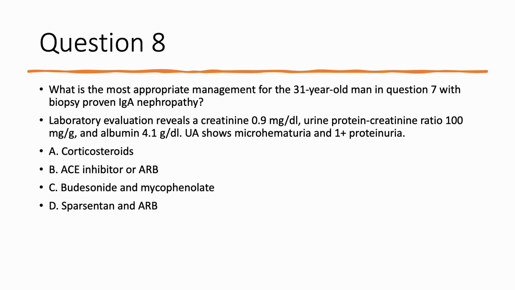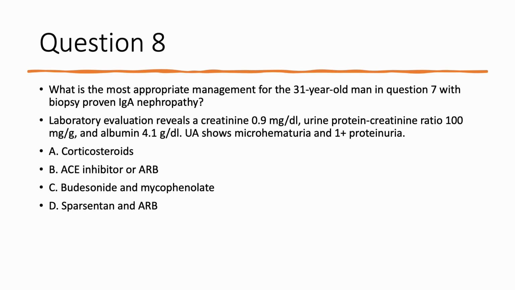Question number 8. What is the most appropriate management for the 30-year-old man in question number 7 with biopsy-proven IgA nephropathy? So, we did a biopsy and we found IgA nephropathy. How are we going to treat this patient? As a reminder, creatinine was 0.9, so it was normal. The urine protein creatinine ratio was 100 milligram per gram, so not much. Albumin was normal. And like I said, the urinalysis showed microhematuria and 1+ proteinuria.